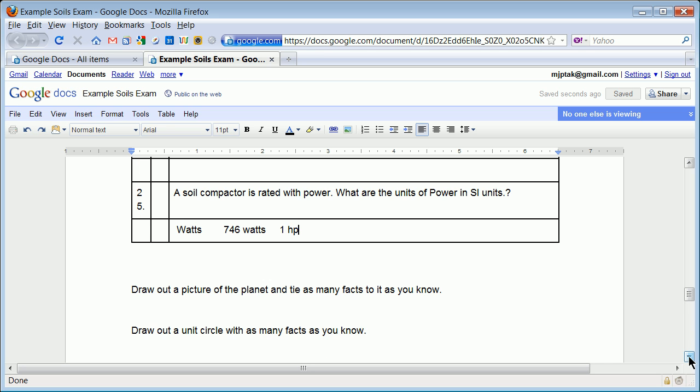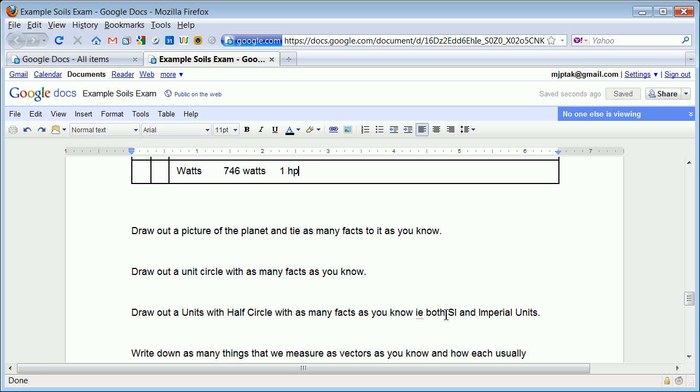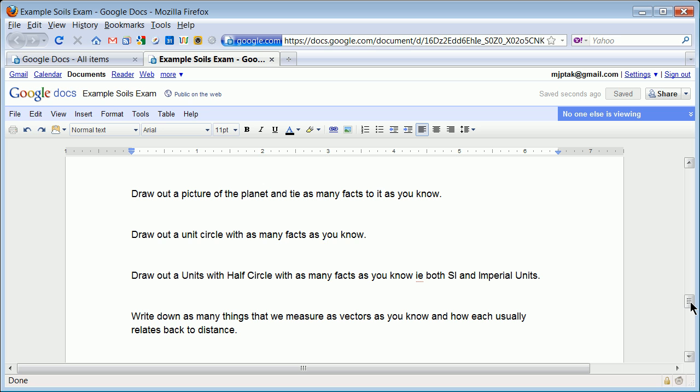So that's a lot on the circle. Of course, you have to know 2 pi going around, same as 360 degrees. Unit circle with as many facts as you know. I hope you've got that in both 15 degrees and pi over 12 increments. Units with the half circle, which is this.